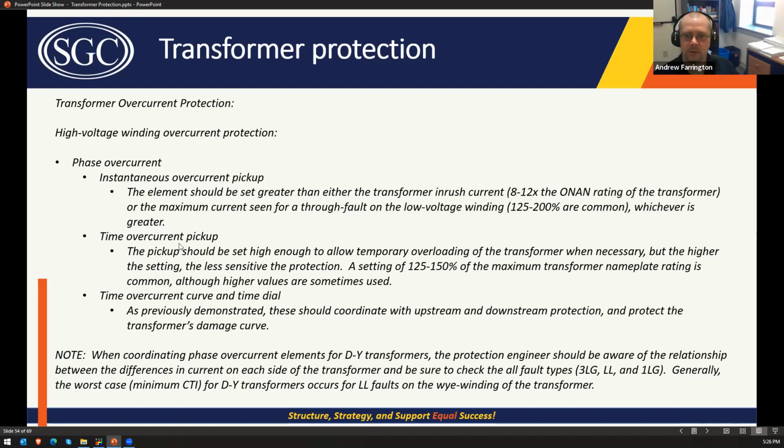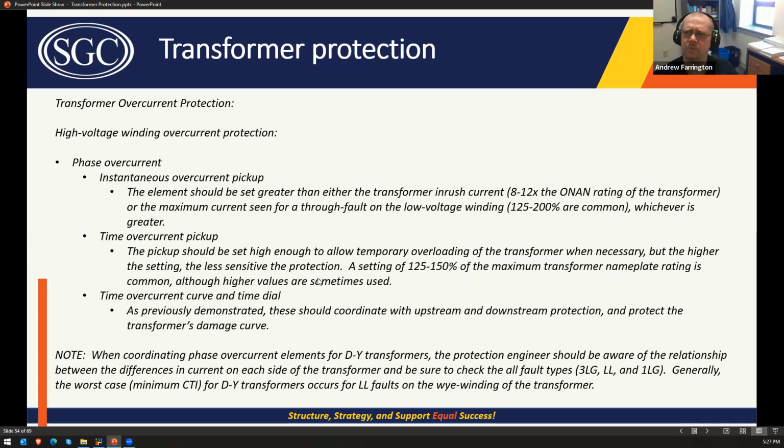The time overcurrent pickup should be set to greater than load. The IEEE guide on transformer protection recommends a setting that's like 125 to 150% of the transformer's maximum nameplate rating, although higher values are sometimes used.